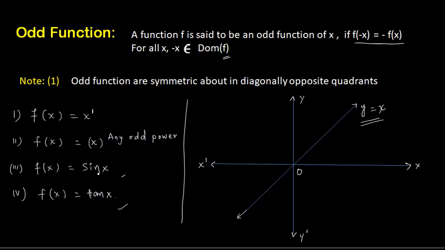For example, suppose we want to prove f of x equals sin x is an odd function. So put f of minus x. Since f of x is sin x, f of negative x is simply sine of negative x, which is equal to negative sin x, and this can be rewritten as negative f of x. So f of x equals sin x is simply an odd function. Similarly, we can easily show that all these functions are odd functions. Let us see a couple of questions also.